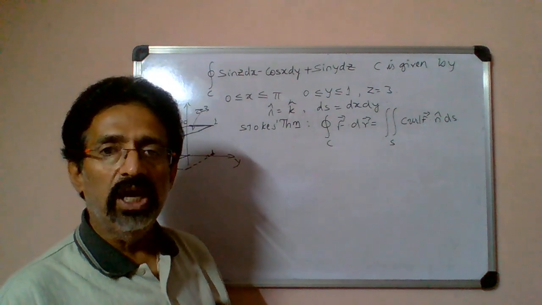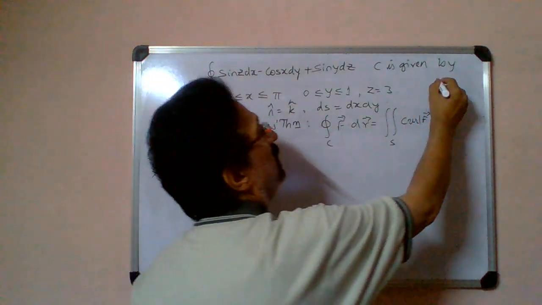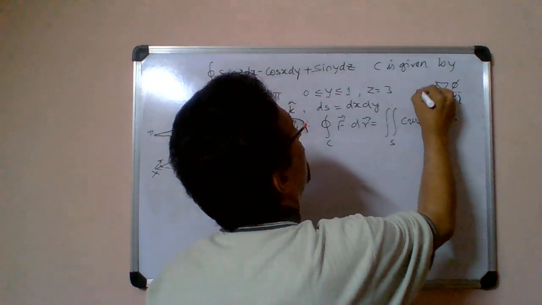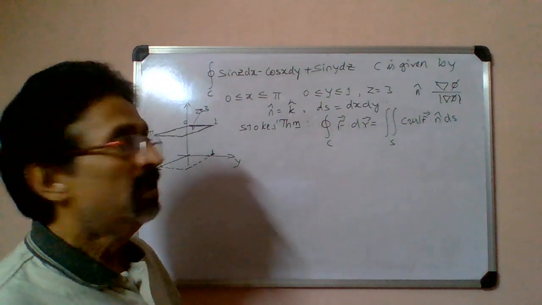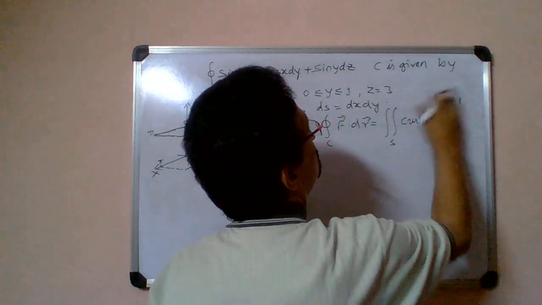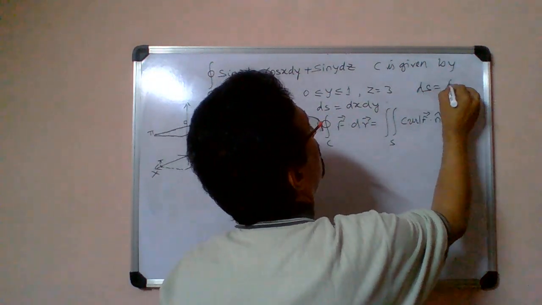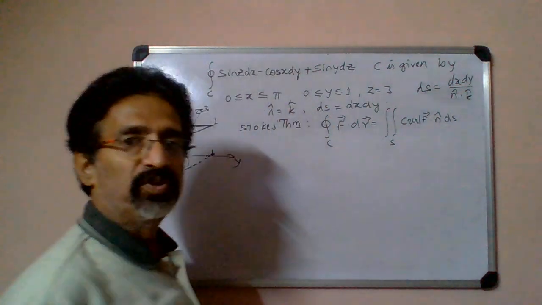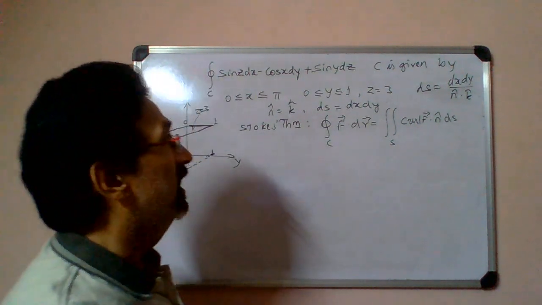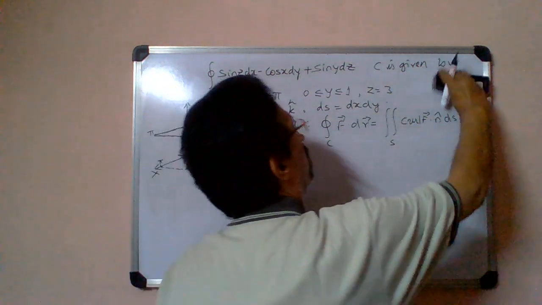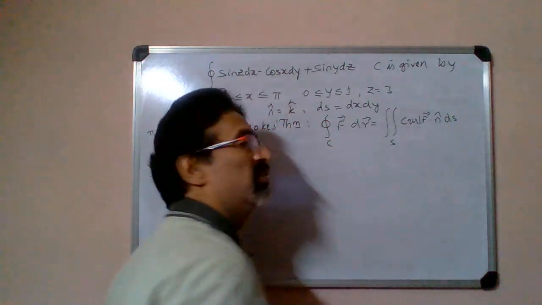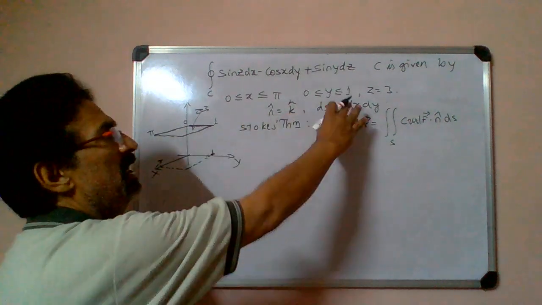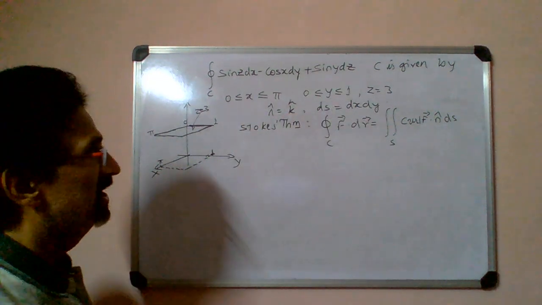Otherwise what should we do? I should find n cap using del phi by absolute value of del phi. That gives me n cap, right? Then ds will be what? Dx dy over n cap dot k cap. So these two things are not needed now, because the surface given is parallel to the xy plane. So these separate calculations are not required now.